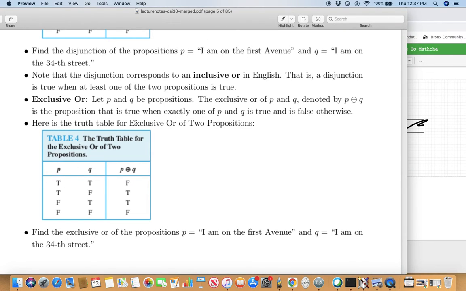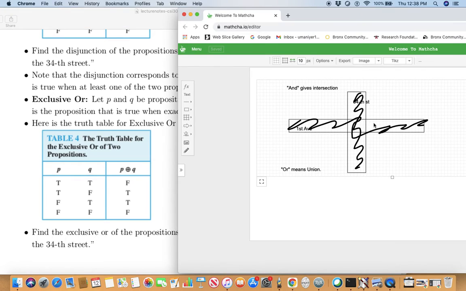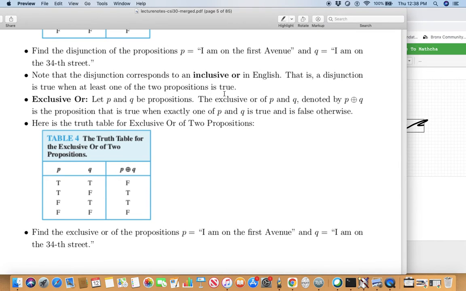Now, exclusive or. Before I forget, note that the disjunction corresponds to an inclusive or. Inclusive or means the commonality is included. When I say I will be on the First Avenue or the 34th Street, well, I could very well be on the intersection. That is an inclusive or. A disjunction is true when at least one of the two propositions is true.